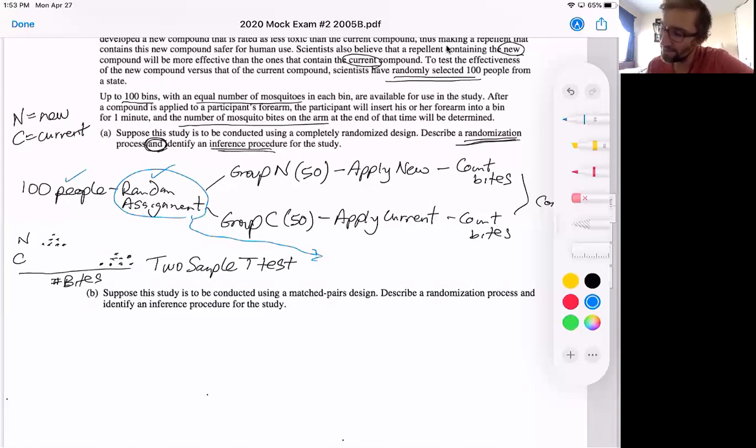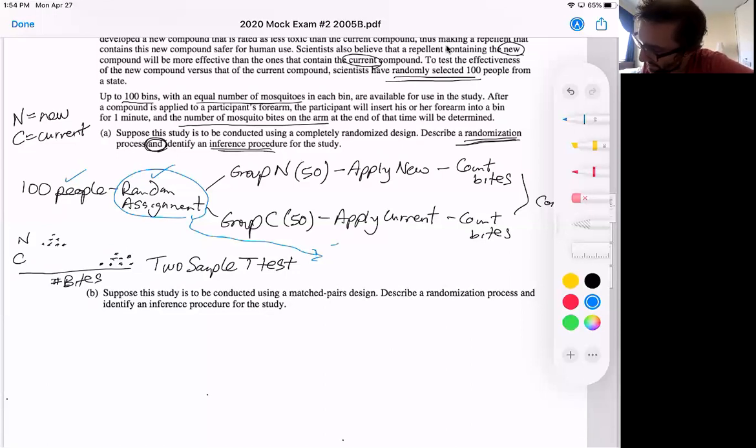You have 100 people, randomly assign them to two groups of equal size. One group, you'll apply the new treatment on the arm, count the number of mosquito bites. The other group, you'll apply the current and then count the number of mosquito bites, and then we compare the number of bites for both groups. But how would we randomly assign them? I find that probably the easiest way to describe is the names in a hat. So what I mean is this.